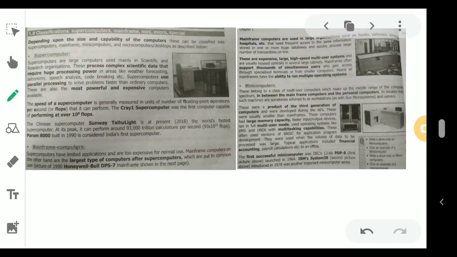First we will learn about supercomputers. Supercomputers are the largest computers, usually made in scientific research organizations. They process complex scientific data that requires huge processing power, in areas like weather forecasting, astronomy, speech analysis, and code breaking. Supercomputers use parallel processing to solve problems faster than ordinary computers. They are also the most powerful and expensive computers available.